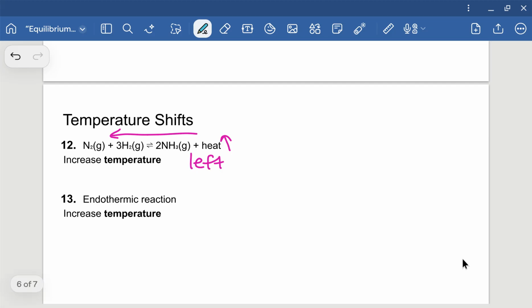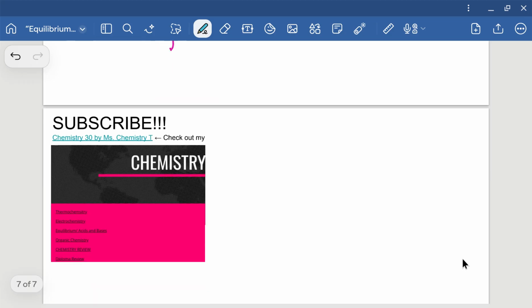If it's endothermic, that would mean your heat is on your reactant side. So the reactants and then your system and products. If we increase temperature on the reactant side, you're going to shift away. You're going to shift towards the product. So this is a right-hand shift. Those are our changes that we want to take a look at.